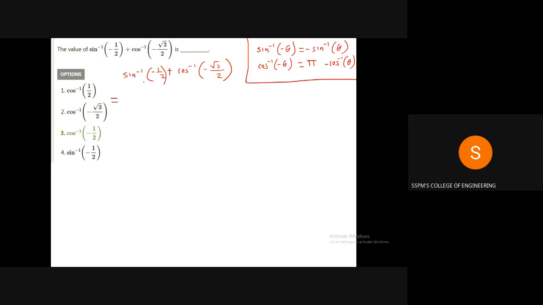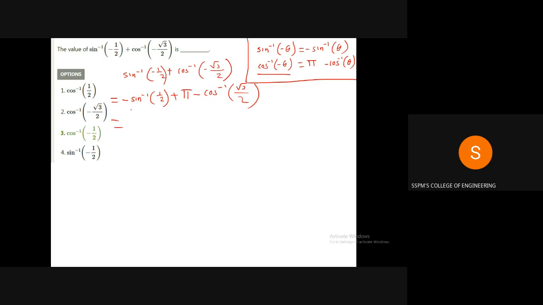So sine inverse minus half is minus sine inverse half. So we will write minus sine inverse half plus, what is cos inverse minus theta? It is pi minus cos inverse theta. Therefore, we have minus sine inverse half plus pi minus cos inverse root 3 by 2.